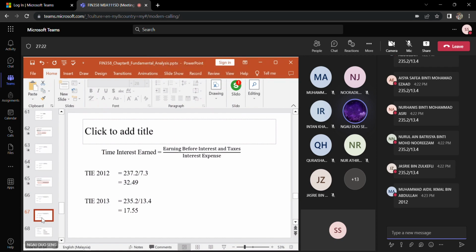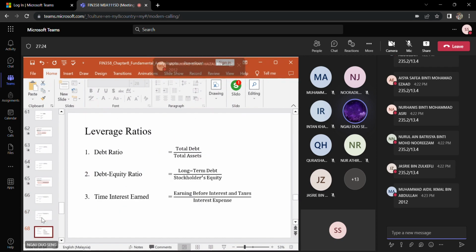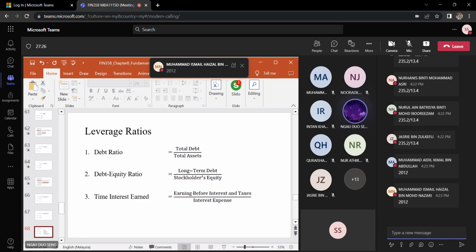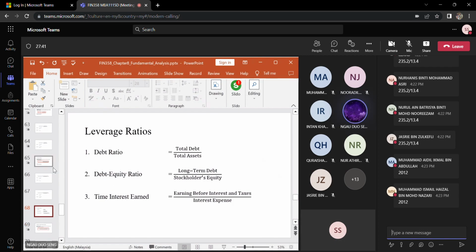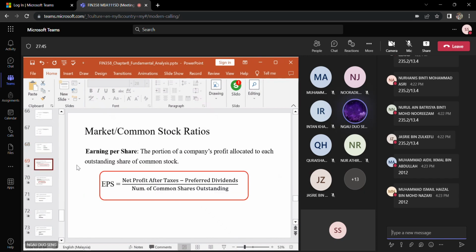So we choose 2012. Right, so we have 3 leverage ratios: debt ratio and debt equity ratio, where we prefer lower, and time interest earned, where we prefer higher. Okay. Next, we have market or common stock ratio.